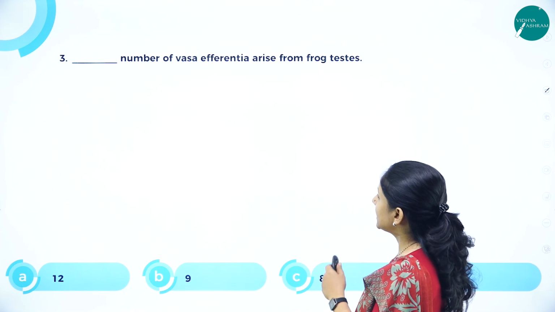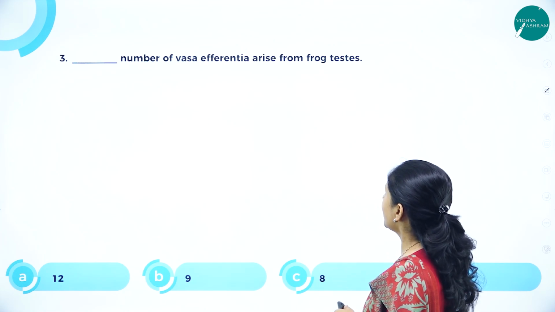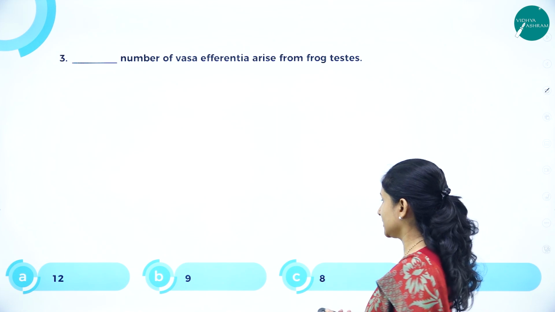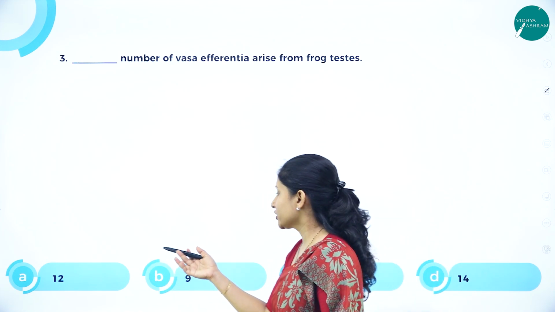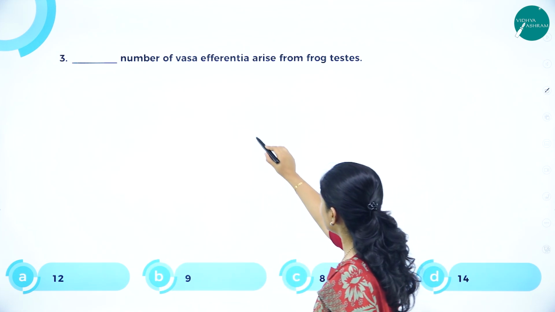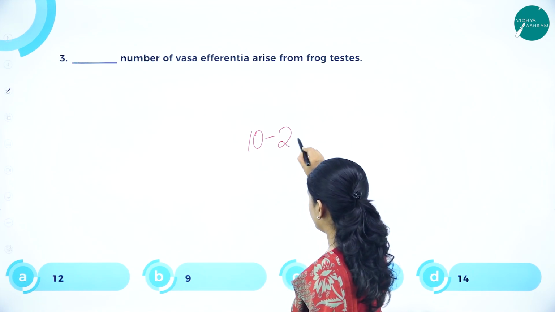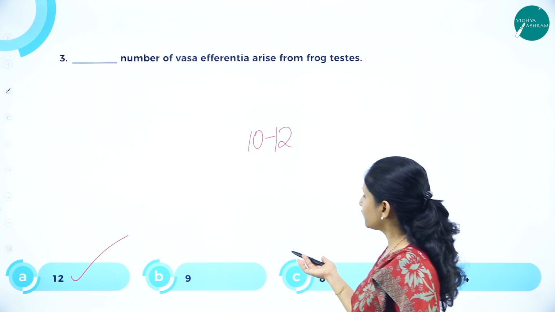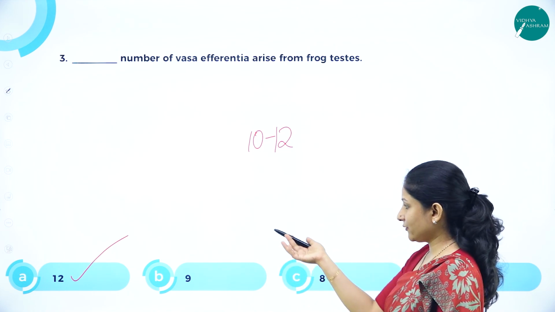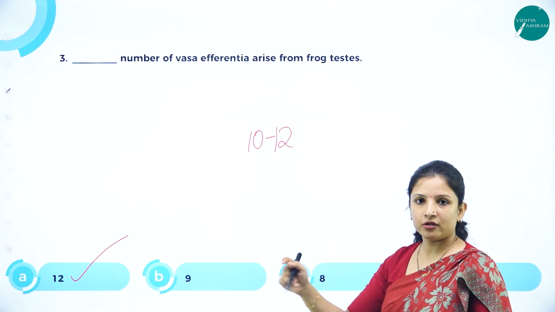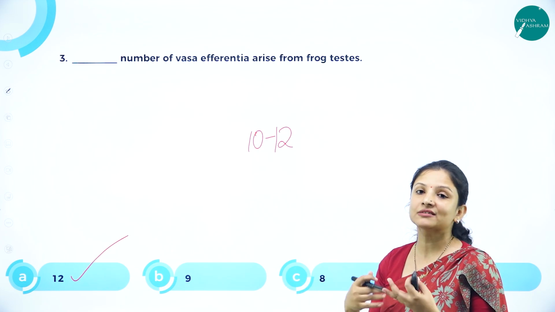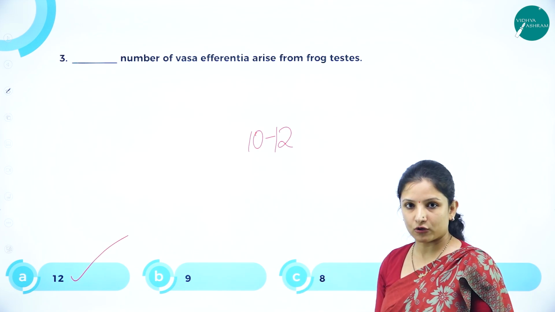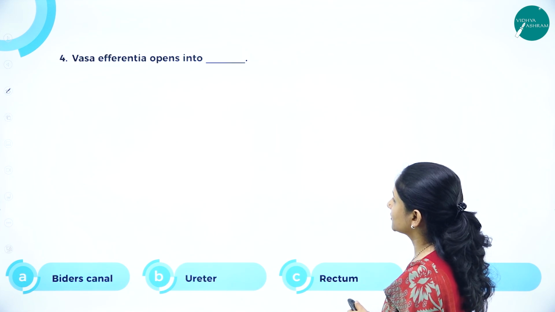Next question. Dash number of vasa efferentia arise from frog testis. I've given here 12, 9, 8, 14. Actually, 10 to 12 is the right number. So, therefore, here 12 can be chosen. Sometimes they won't give 12; they can give 11, and you can choose the answer 11. Why? Because it is 10 to 12, it can be 11 also. So, that is why. Next question.